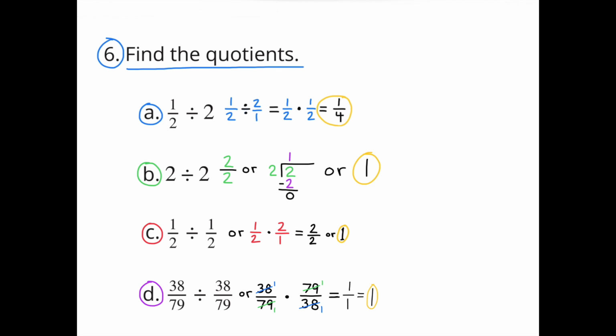38/79 divided by 38/79. Anything divided by itself equals 1, but if we wanted to complicate it, we could rewrite it as 38/79 times the reciprocal of 38/79, which is 79/38. 38/79 times 79/38 equals 1 over 1 or 1.